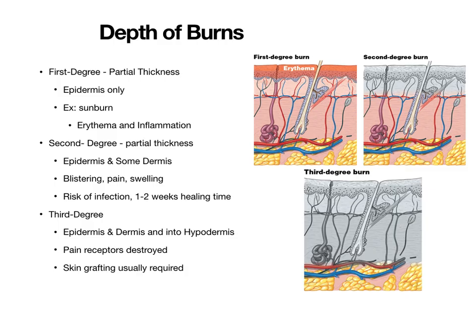And then we have our third degree burn. Third degree burn is a full thickness burn. It affects the epidermis, the dermis, and into the hypodermis. The pain receptors are destroyed, as you can see by that picture of the third degree burn, all the grayed out area. All those receptors have been destroyed, which is a wonderful thing.